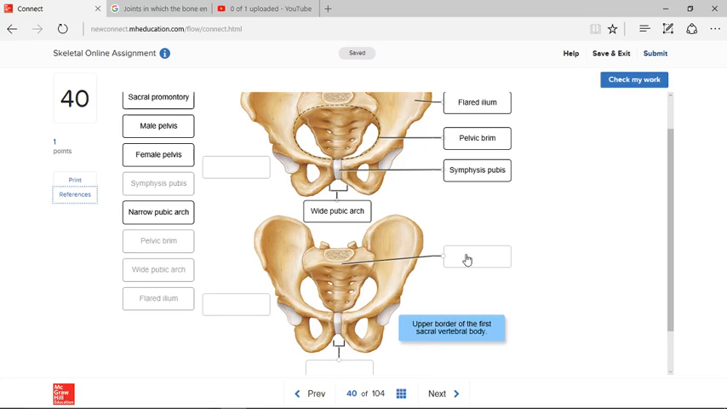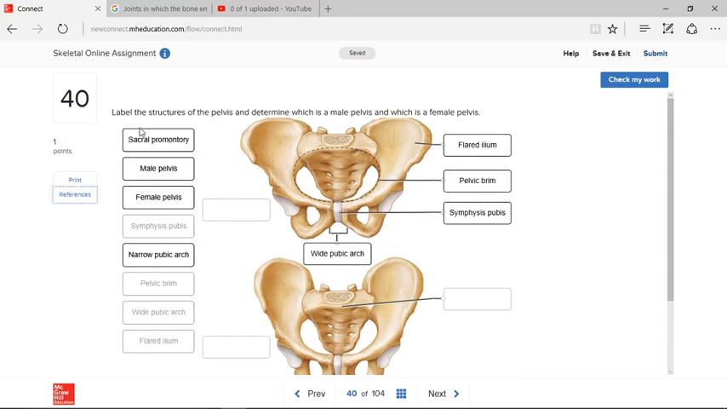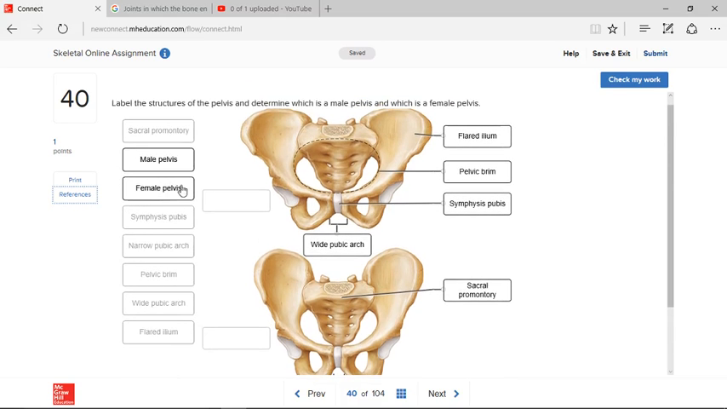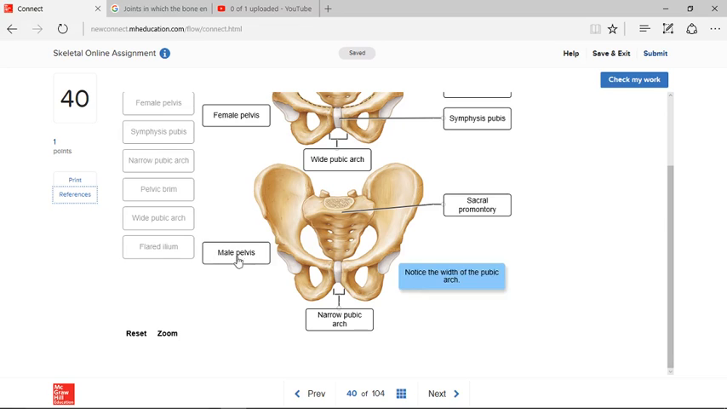Upper border of the first sacral vertebral body. So right here, this is going to be the sacral promontory. Right here, just a little bit narrow, so I'm going to say narrow pubic arch. And then, obviously, A is the female. So right here. And this is going to be the male.